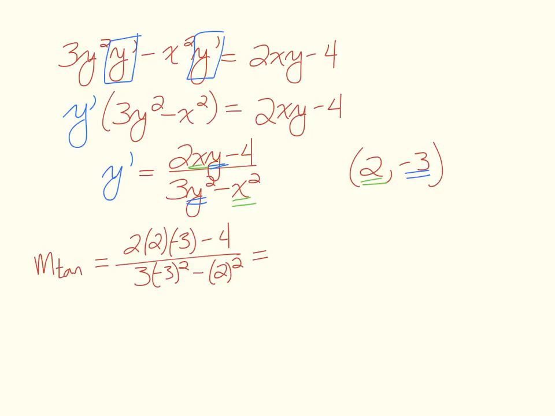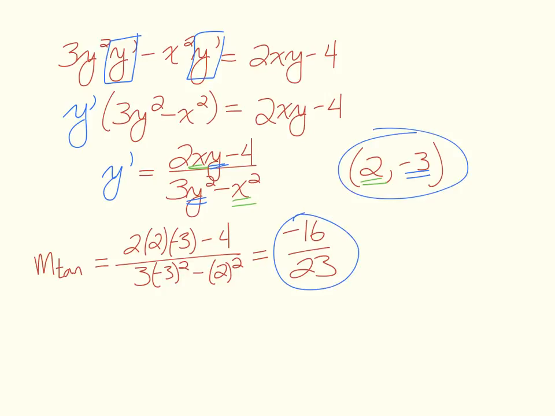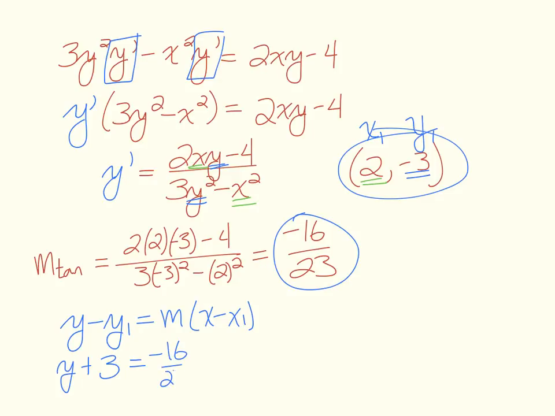When you simplify all of this, you get -16 over 23. So we have a slope, we have a point, and so I intend to use the point-slope formula, which is y minus y1 equals m times x minus x1, to find the equation of the tangent line. In the ordered pair (2, -3), x1 is your 2, y1 is your -3. So when I substitute those numbers into the equation, I'll end up with y plus 3 equals -16 over 23 times x minus 2.